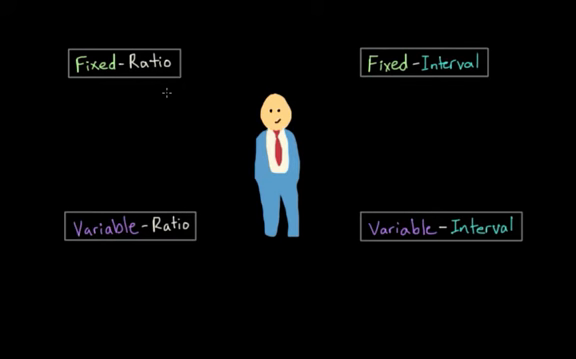Many of our behaviors are on a partial reinforcement schedule. Partial reinforcement refers to a situation in which a behavior is reinforced only some of the time. These partial schedules of reinforcement are important because they are generally more resistant to extinction than continuous reinforcement.